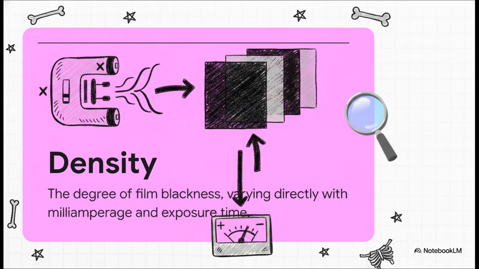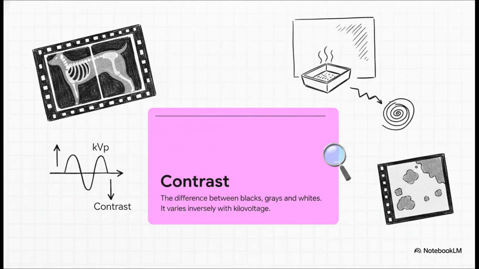Now, what's really interesting about this slide is understanding that in radiography, density actually refers to the degree of film blackness. It's not about thickness, it's about how much light is absorbed by the exposed film. And the golden rule to remember here? Density varies directly with milliamperage. If you crank up the milliamperage, you produce more X-rays, and boom, you get a darker image. Drop it, and you get a lighter one. It's that direct. The final piece of this triad is contrast.